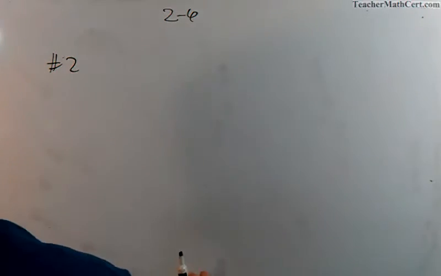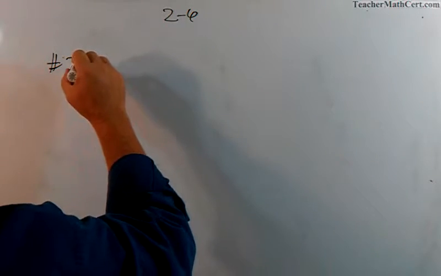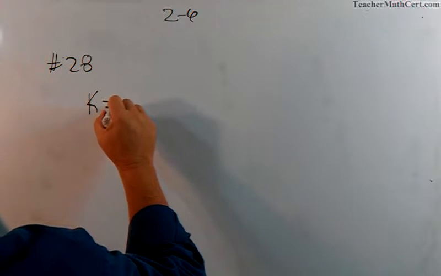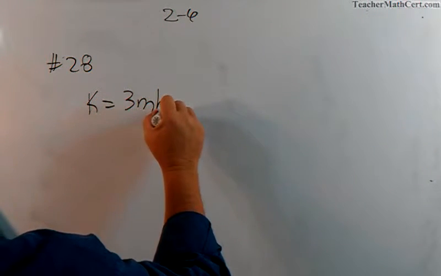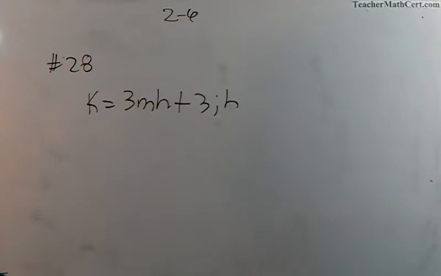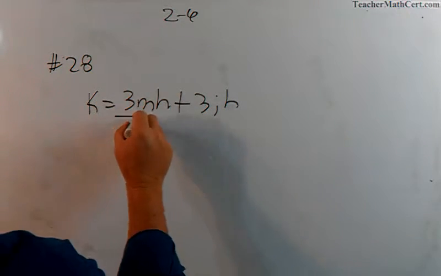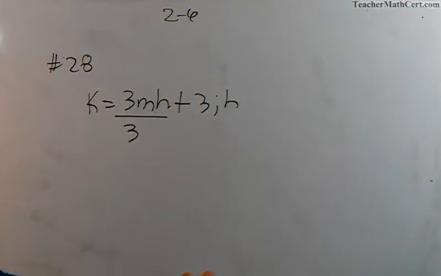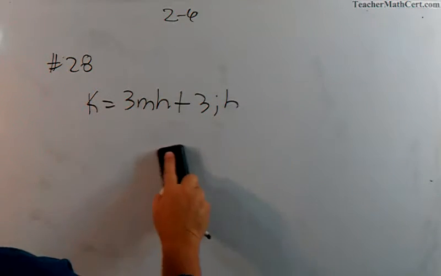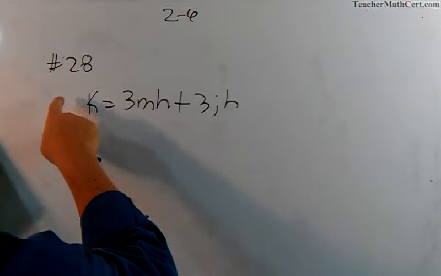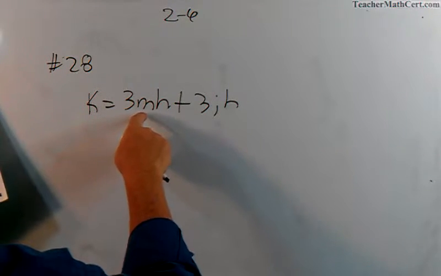Number 28. K is equal to 3mh plus 3. I want to find h. Okay, another easy one. What do we divide by? 3. Oh, wait a second. Yeah, okay. One second. What do we got here? Let me double check this. 28. K is equal to 3mh plus 3.